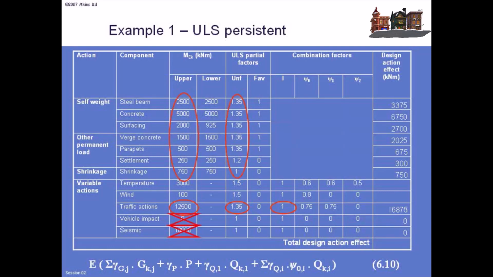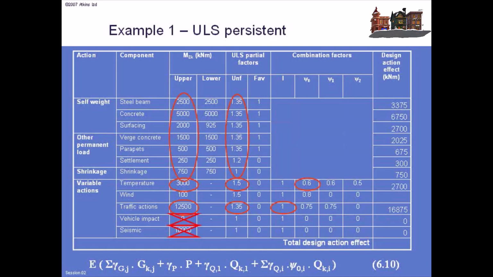Now we need to work on the last part of the combination. So this is all the leftovers. And we've got wind and temperature left. Temperature is the biggest of the remaining ones. So if we start with temperature, what we need to do is highlight temperature. We need to multiply by the gamma factor for temperature, 1.5. But then we need to multiply by the combination factor, psi0, to take account of the fact that we won't get full temperature at the same time as full traffic. And that factor is 0.6, and so at the end of that we multiply the three numbers together and we get a design bending moment from the temperature.